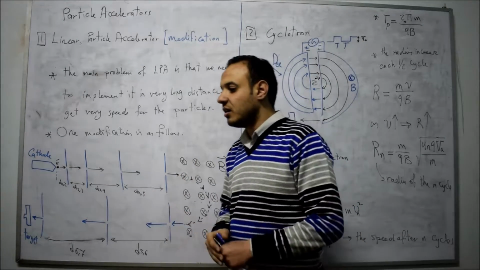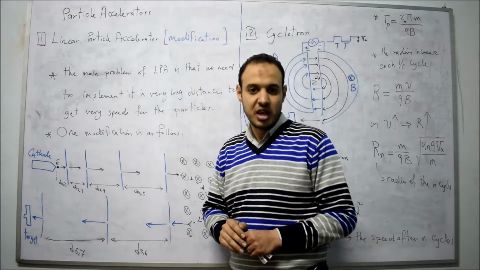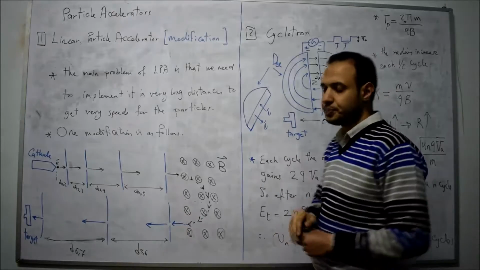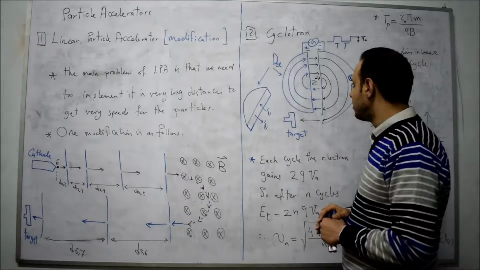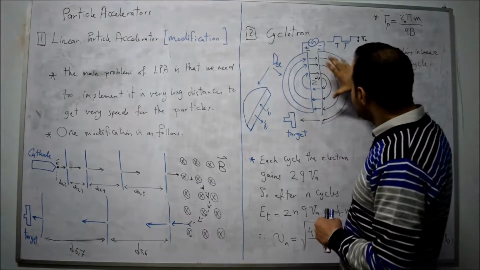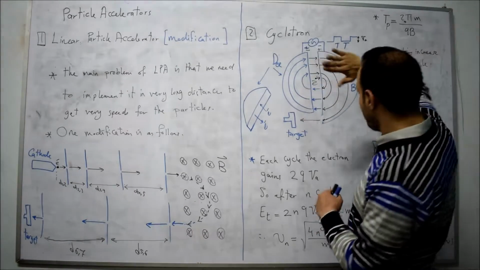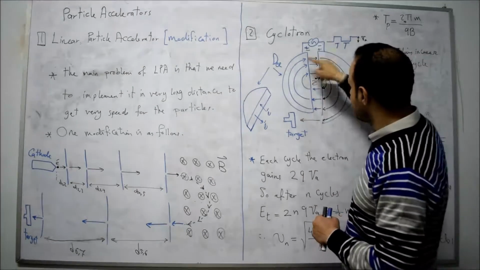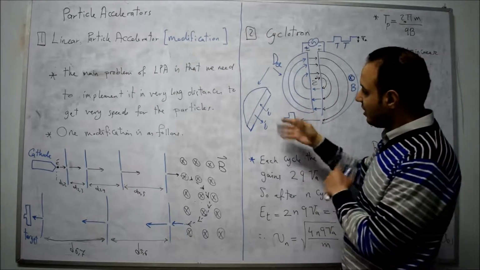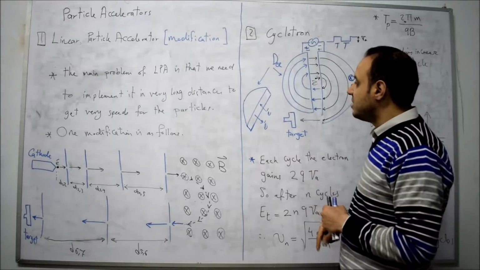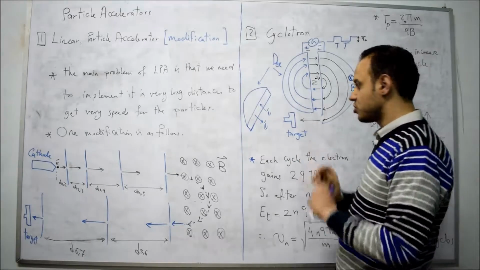The question is still open. Can we make something better than the linear particle accelerator? Yes, we can. This is the cyclotron. A cyclotron is a small device. As you see here, it consists of two similar things. We call these things the D's, because if we look from above here, it's like the letter D in English. If we look at it in 3D, it's just this D with some hole inside. Something like a sandwich.